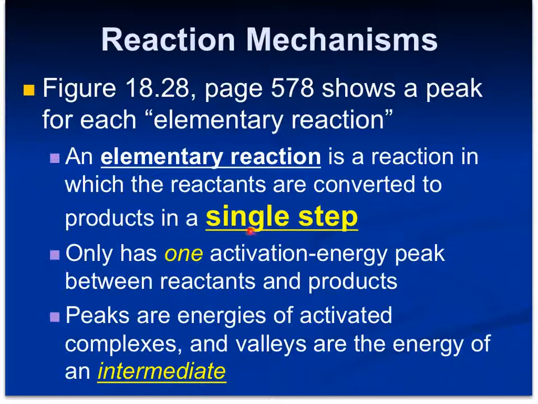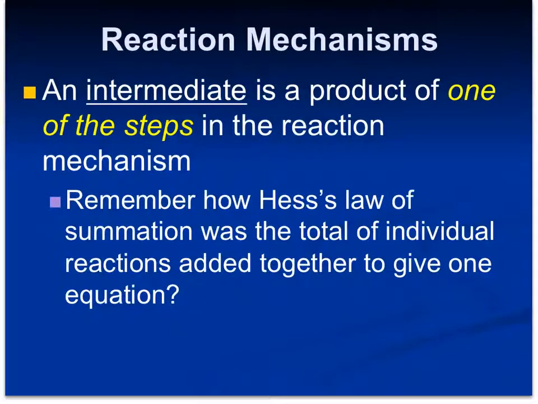Reactions can happen in single steps, or they can happen in multiple steps. If a reaction is happening in a single step, we'll call this an elementary reaction. And when we look at an elementary reaction, we only have one activation energy peak between the reactants and the products. Something to pay attention to is that the peaks are energies of activated complexes, and the valleys are the intermediates that form. So I don't know if I'm able to draw this picture here, but if we're coming up here, we would have our activated complex at the top here, and we might have an intermediate down here somewhere, and then we would have our final products.